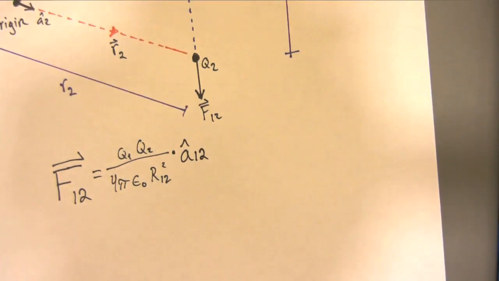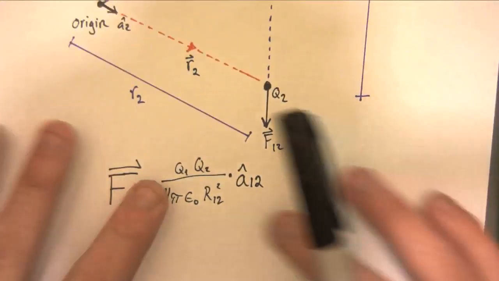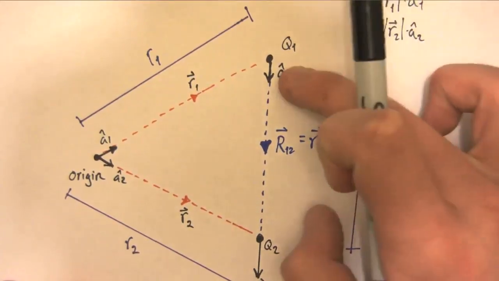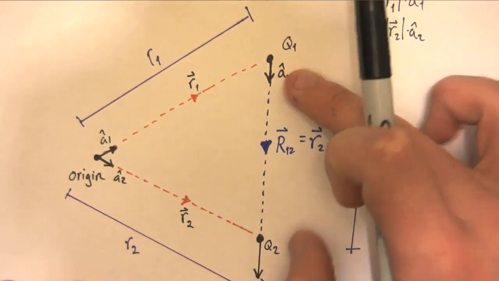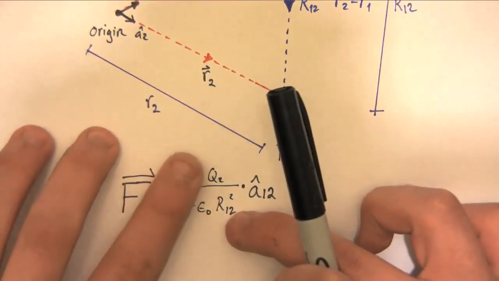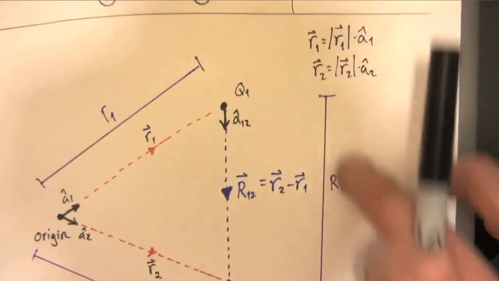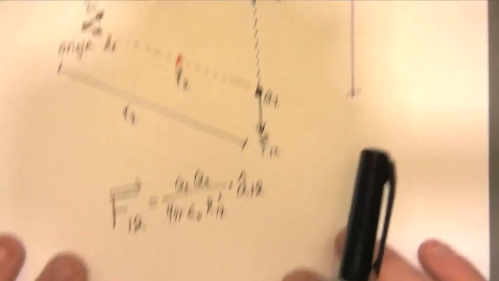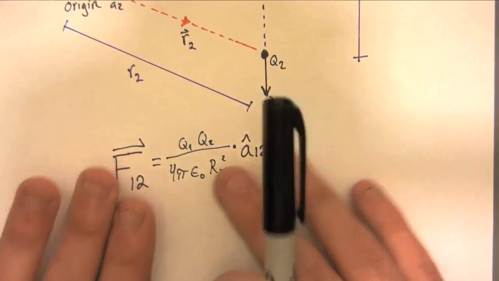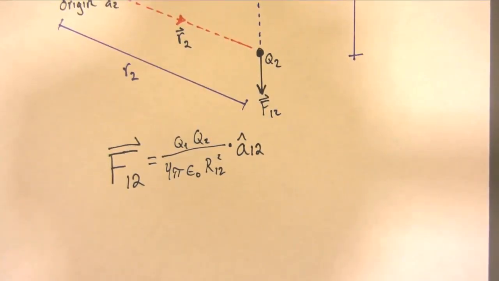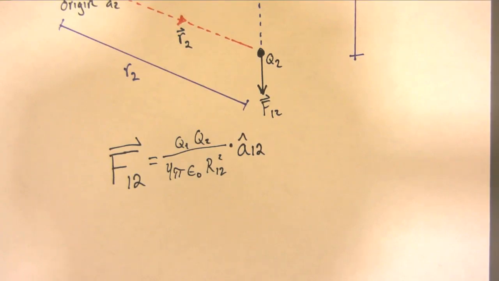Alright, a little bit of explanation. I wrote it down. What this is saying is the product of Q1, Q2 in the direction of a hat 12, all of that, of course, divided by our constant 4 pi epsilon naught and the square of this distance. So, this is how you would generally write out Coulomb's law.